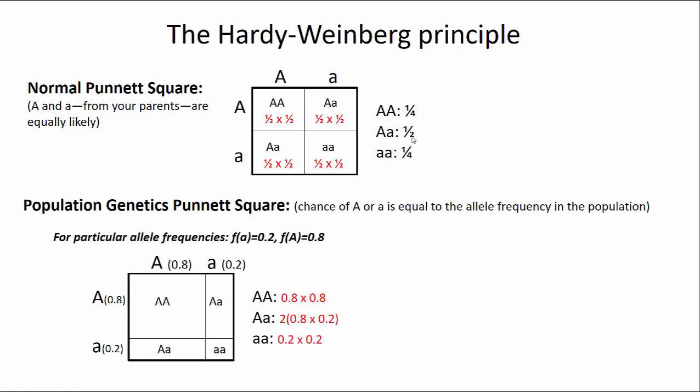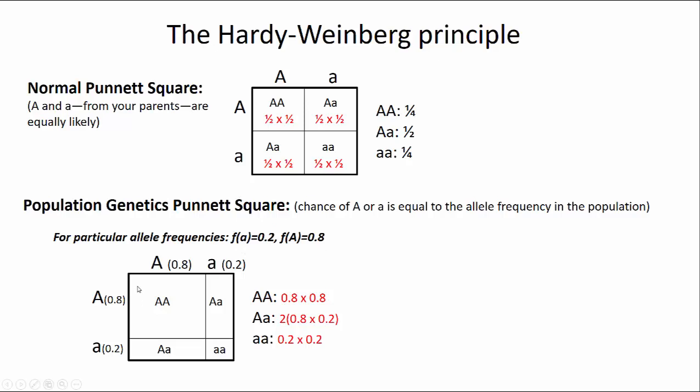Now, when we think about population genetics, we change our approach. Rather than thinking about what your parents have, we think about what the chance is in the population in which you live for getting either big A or little a. I'm going to talk about a particular example in which the frequency of little a in the population is 0.2 and the frequency of big A is 0.8. So it would be 20% of the alleles are little a and 80% are big A.